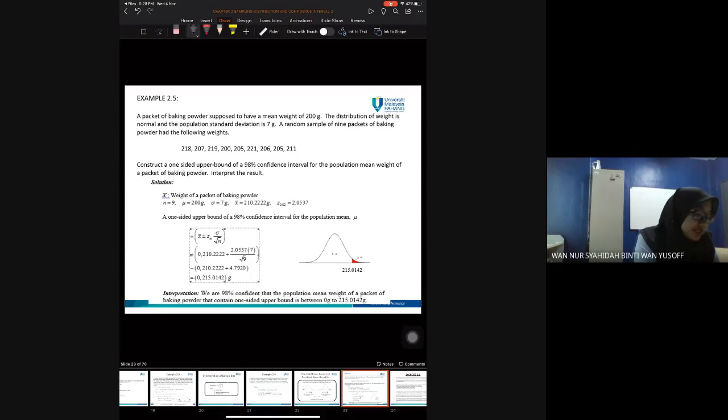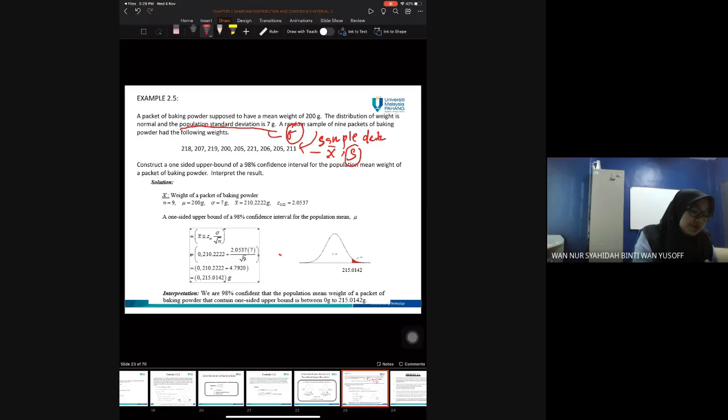We have population standard deviation 7 kg, which means this is your sigma. A random sample of 9 packets, so we have a random sample. This is the data of the sample. So whenever you have sample data, you can get your x bar from here and you can get your S from here. So we have sigma, we have S, but here we go to the known.